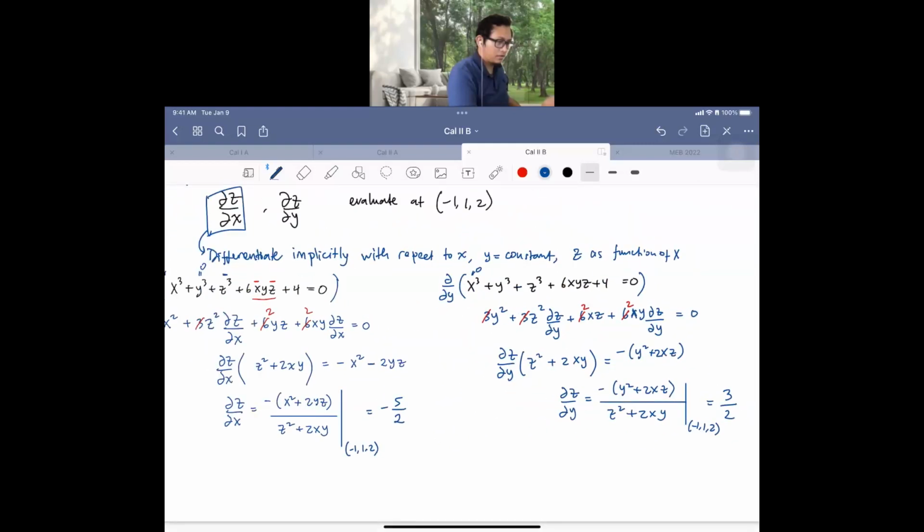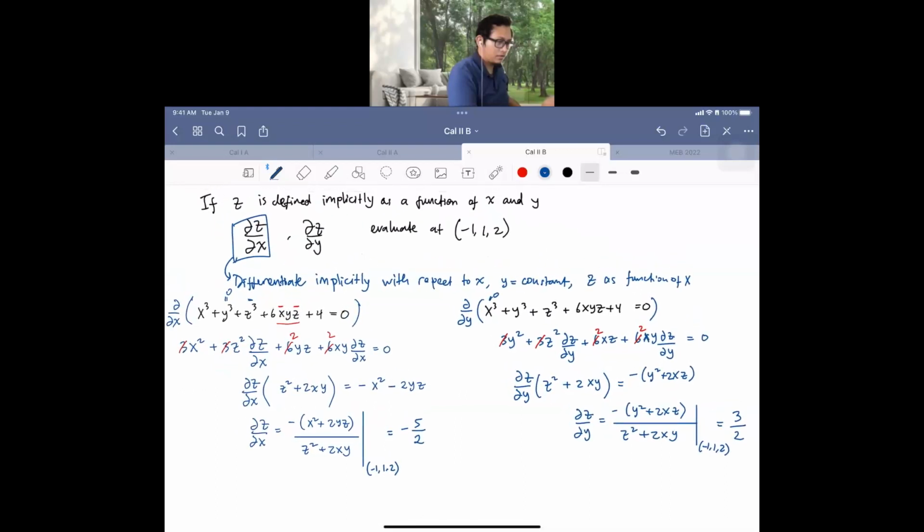Okay, I hope this implicit is not really a problem. Yeah, I hope, because it's mirroring, or it's reflecting the calculus one that you have studied. Okay, I hope it's understandable to find the dou z dou x, dou z dou y from a function of 3 variables.